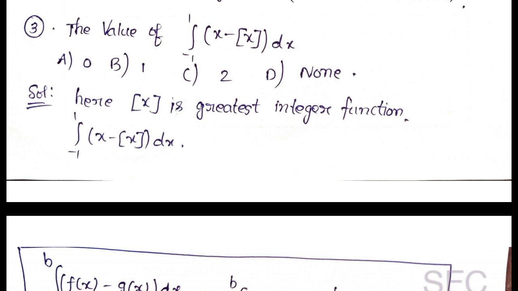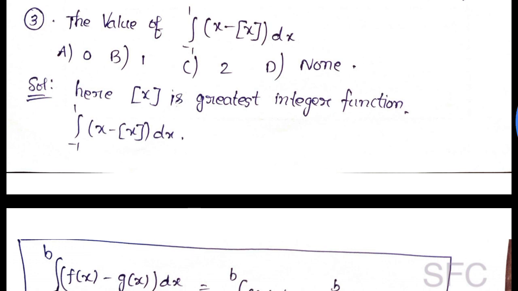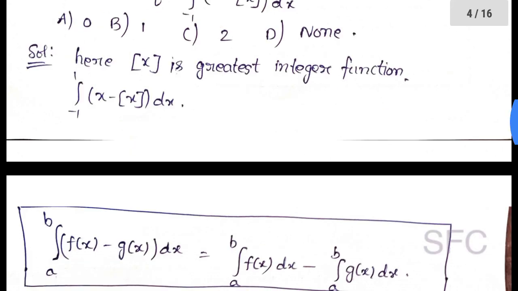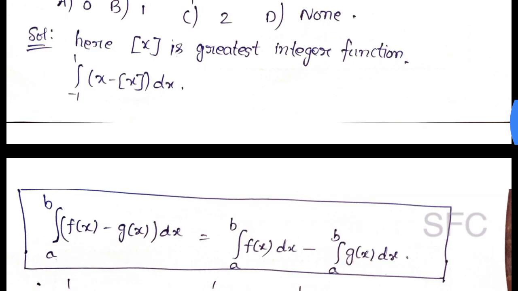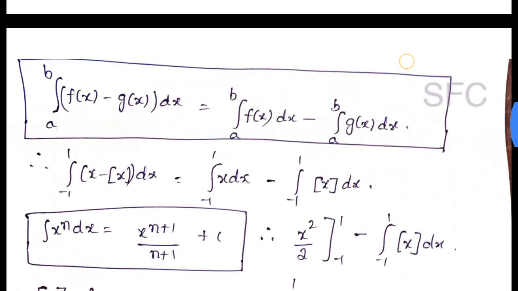So now, while seeing the solution, here we are considering step x as the greatest integer function. It is the greatest integer function. Now let's move on to the question: integral from minus 1 to 1 of x minus greatest integer function of x, dx.